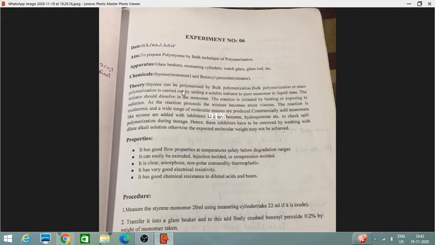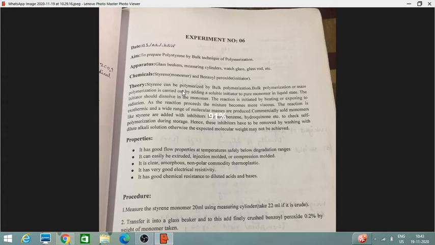Commercially sold monomers like styrene are added with inhibitors like nitrobenzene, hydroquinone, etc. to check self-polymerization during storage. You know, inhibitors are added so that they don't polymerize by themselves during storage. And these inhibitors are hydroquinone, nitrobenzene, etc. Hence, these inhibitors have to be removed by washing with dilute alkali solution. Otherwise, the expected molecular weight may not be achieved.